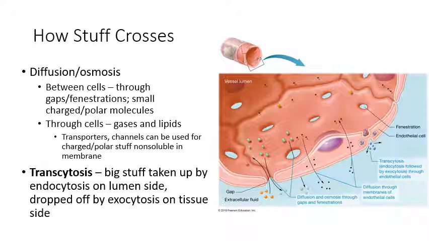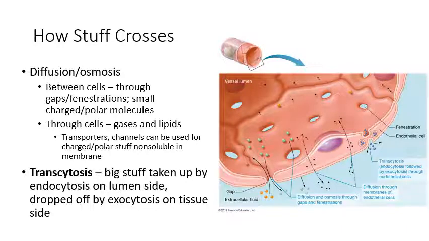Then things that like to cross through a cell would be gases and lipids. Gases and lipids are going to be able to diffuse freely through a cell membrane. The gases because they're so incredibly small, and the lipids because they're nonpolar. Although you can also have charged or polar molecules diffusing through a cell if you have appropriate transporters or channels to give them a path to cross the membrane.